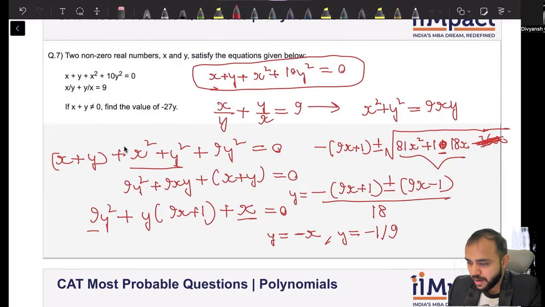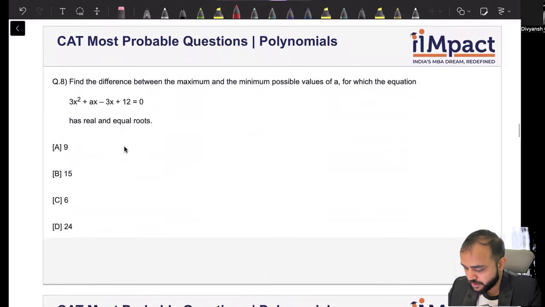Now y is equal to minus x is disallowed here, because that would mean x plus y is equal to 0. So y is equal to minus 9, or the answer is minus 27 into minus 1 by 9, or y is equal to 3. All right, moving on.